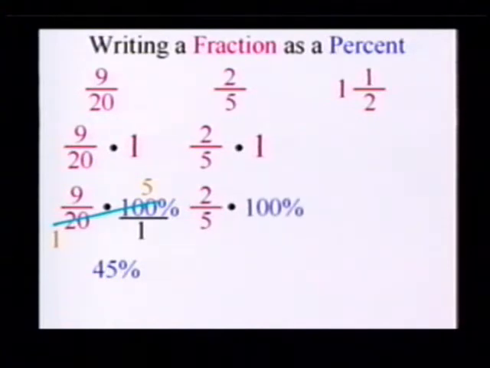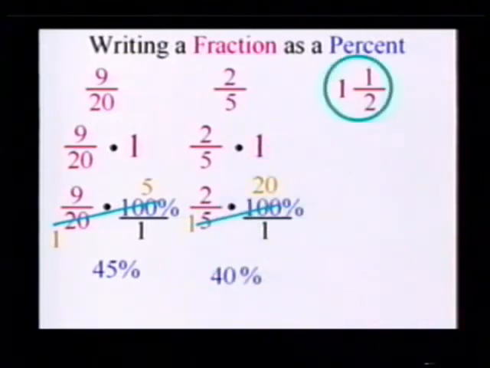I told you to memorize that. Now, of course, cancel if we can. 5 goes into 5 once, into 100 20 times, and we're looking at 2/5 being 2 times 20, or 40%.